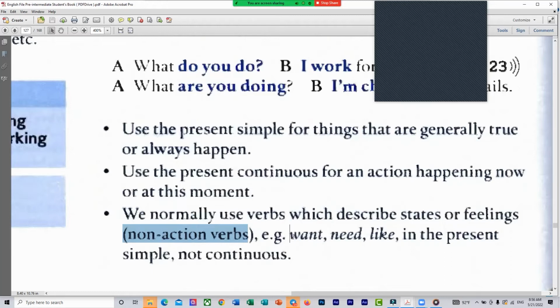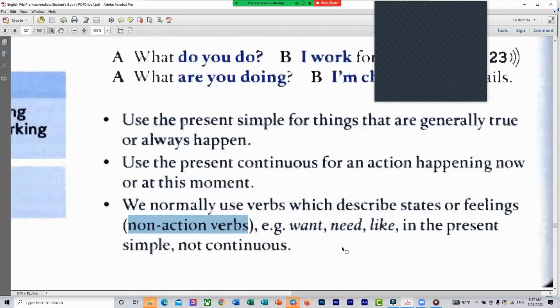For example, want, need, like. These verbs are called non-action verbs. You cannot use these verbs in the present continuous. You cannot say, I'm wanting, no. He is needing, no. She is liking, no. We can't use that because they are called non-action verbs. Just remember that. We use them only in the present simple tense, not the continuous tense.